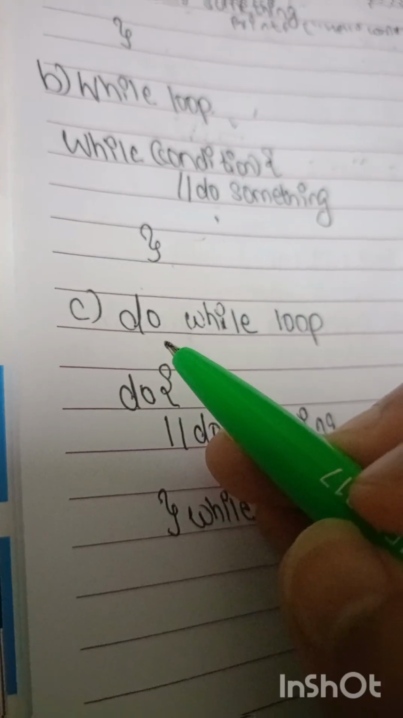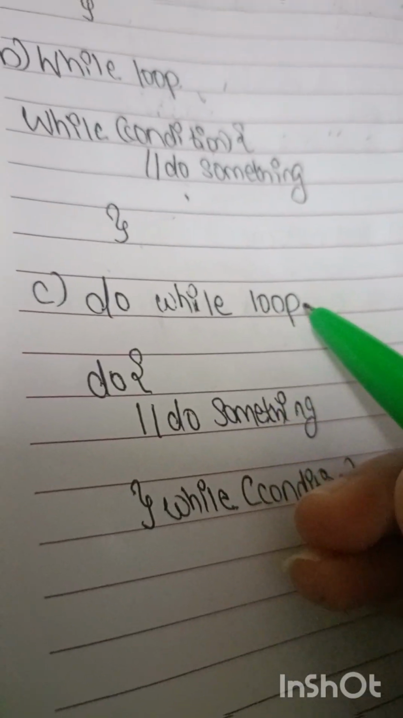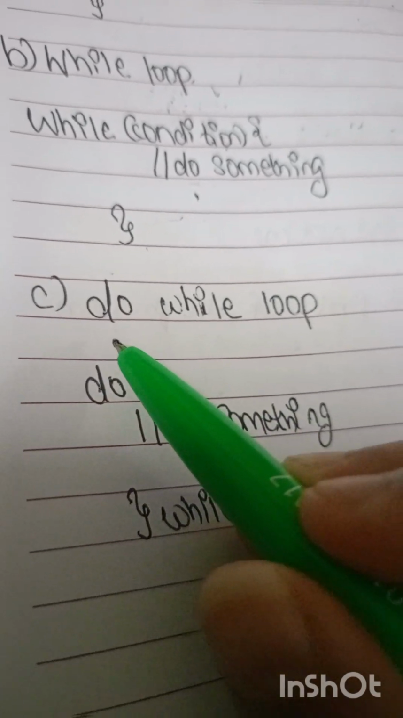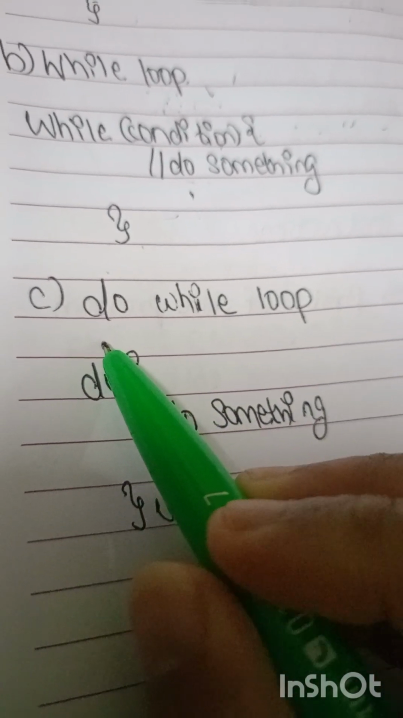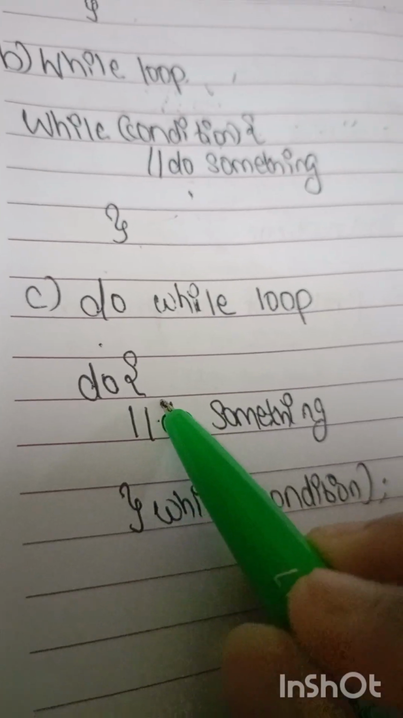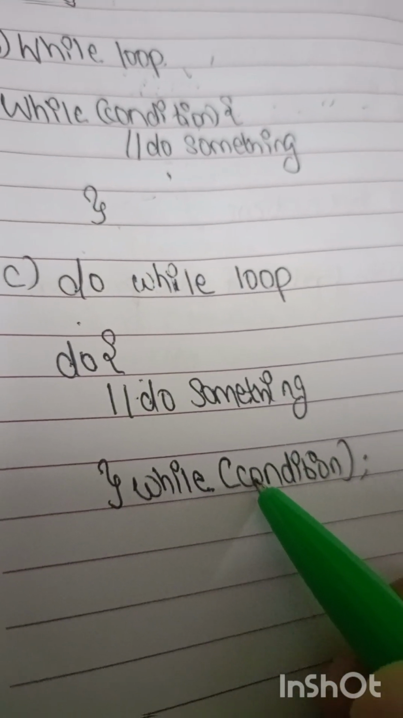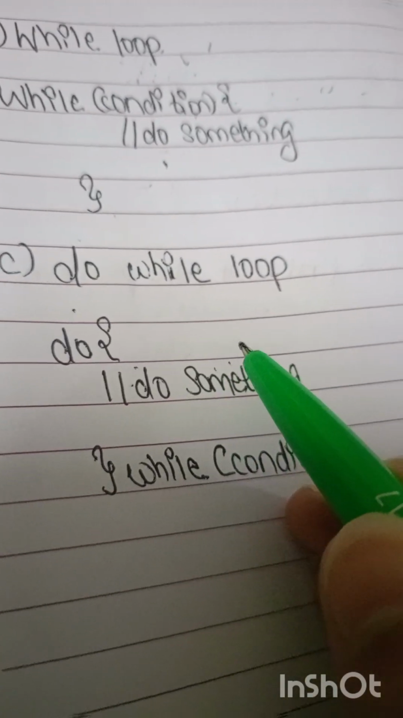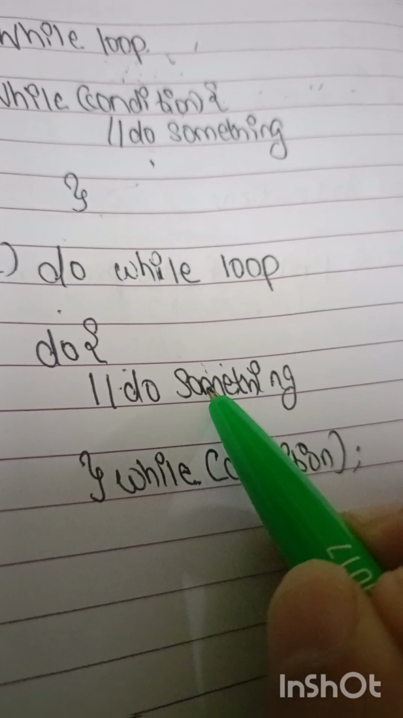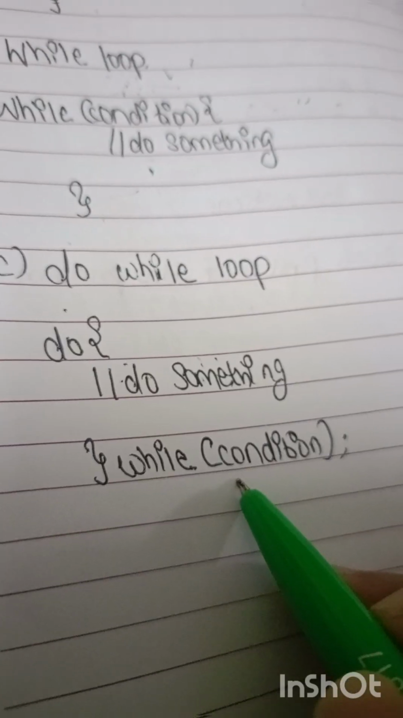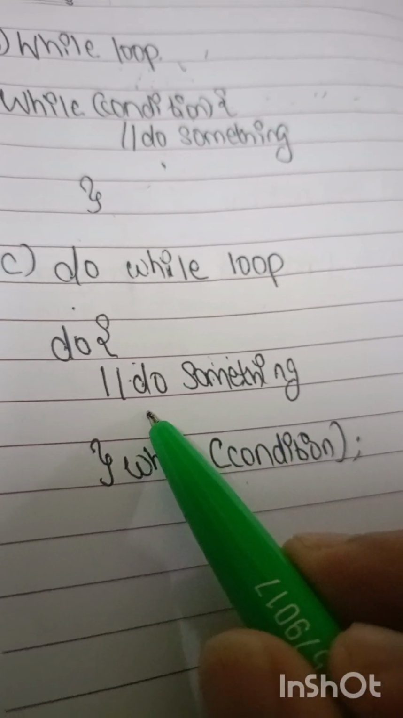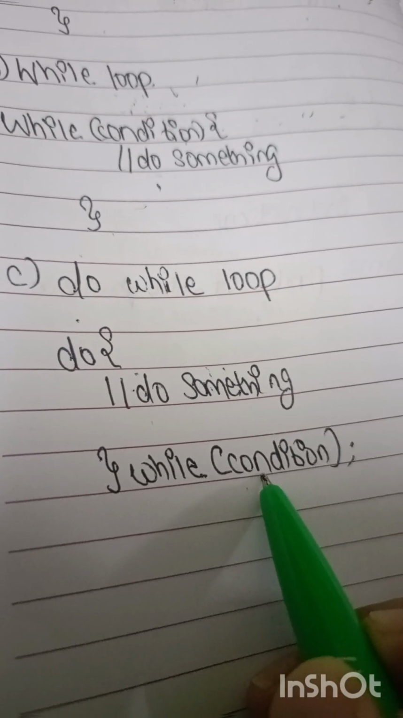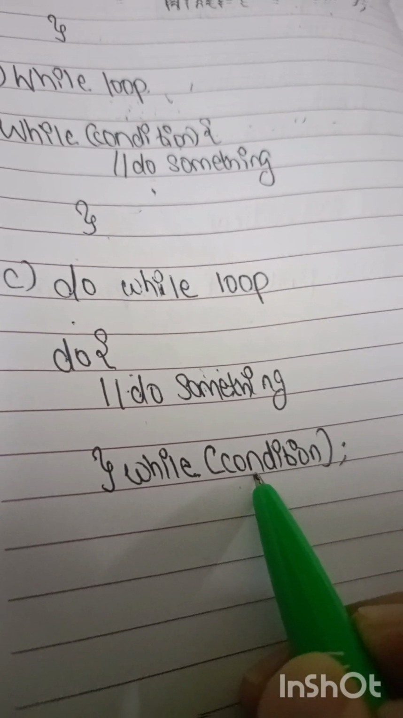Next topic of our loop instruction is do while loop. In do while loop, first of all the code will run first, and then it will check the condition. So at least one time the code will run, and then it will check the condition. So this is opposite from the while loop and for loop.